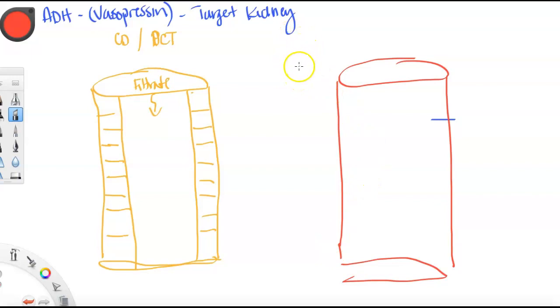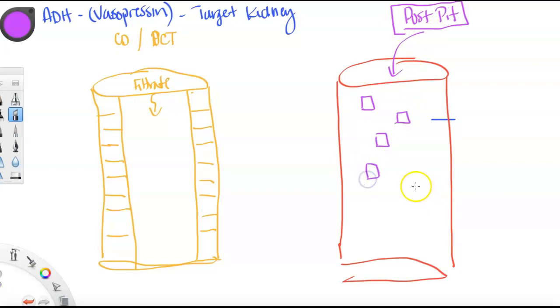So ADH is one of the hormones that are going to affect the distal convoluted tubule and the collecting duct as we are fine-tuning the urine that is going to exit. When ADH is released, it's released, of course, by the posterior pituitary. So it is going to release ADH into the blood. So here's my ADH floating around in the blood.